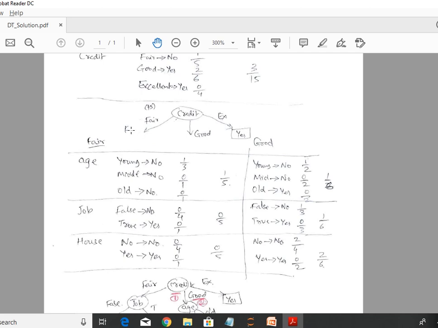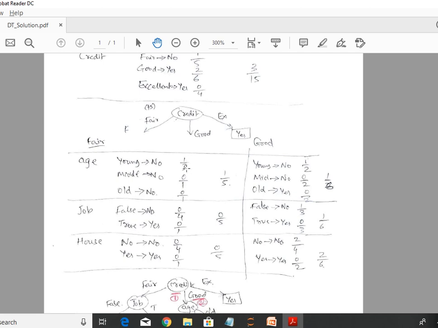Now whatever data you get on this particular branch, you will do a similar analysis on that particular data. You will again have the attribute rule. So for age, let's say age young, no.